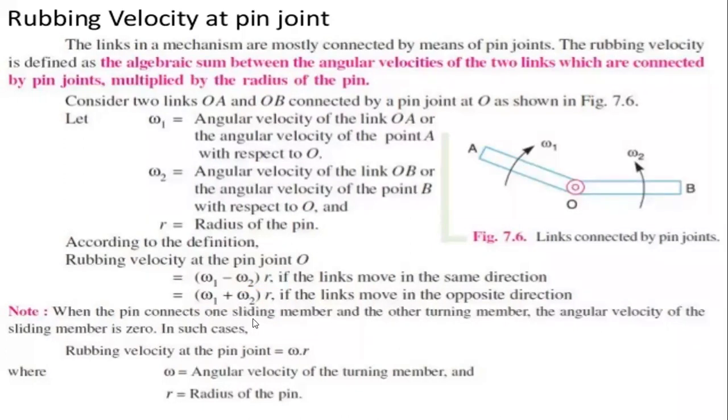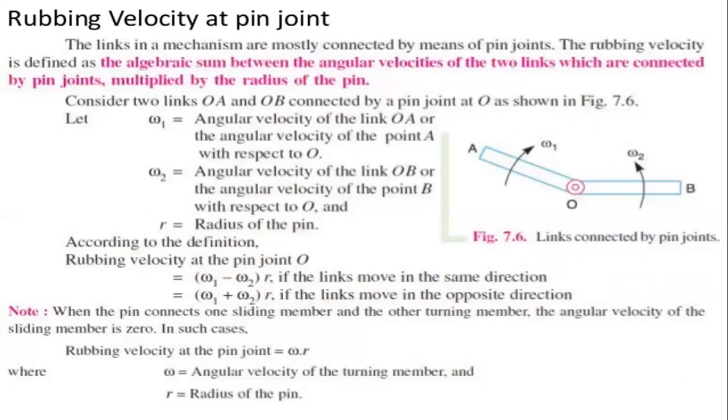When the pin connects one sliding member and the other is a turning member, so generally we connect the sliding members or turning members to these links. If we connect one sliding member and the other one is the turning member, the angular velocity of the sliding member is 0. So we are taking the angular velocity of the sliding member as 0.